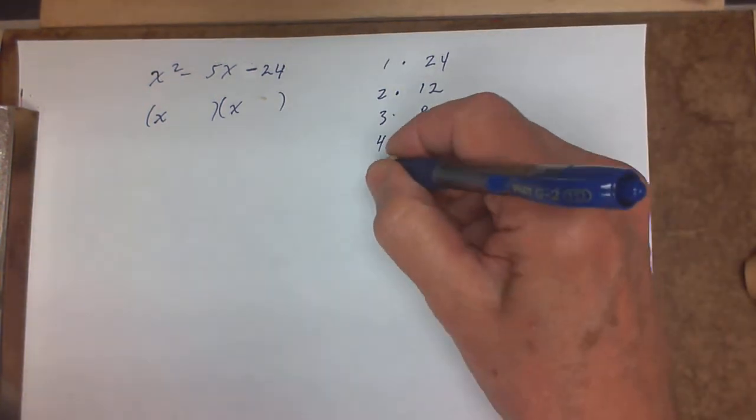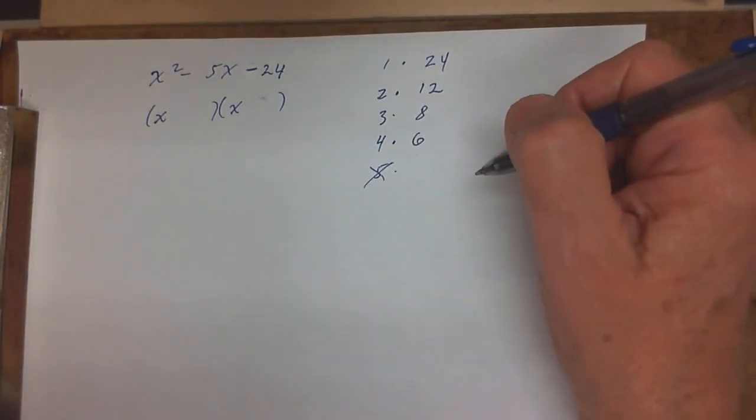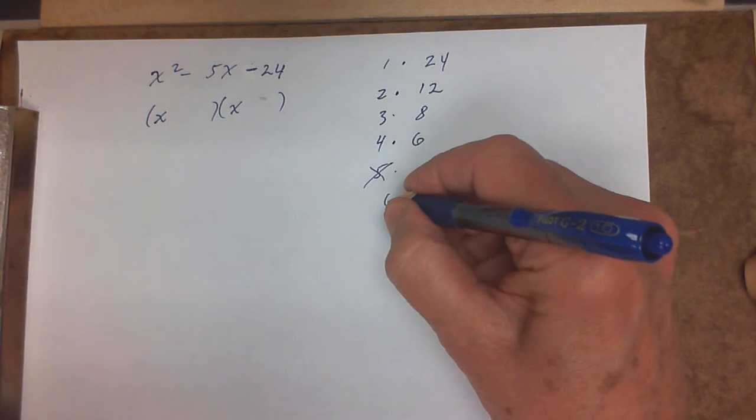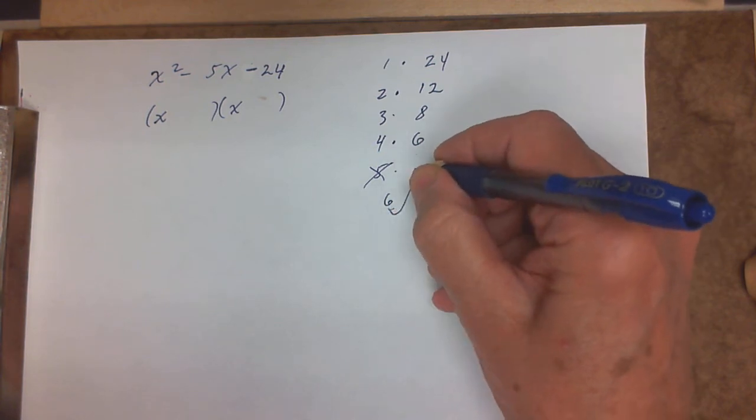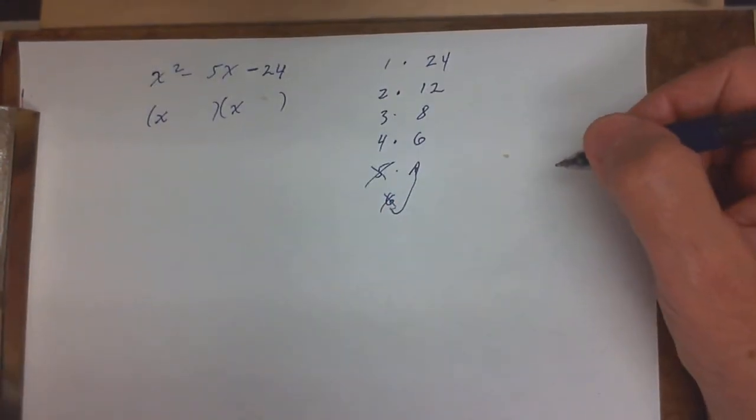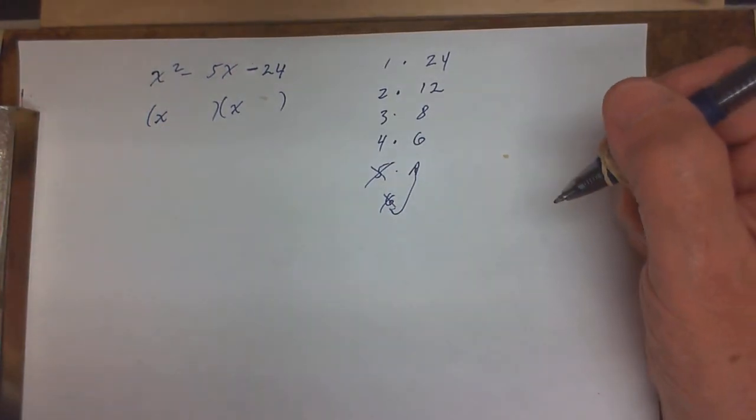5 times, well, 5 doesn't go into 24. And 6, you've already got it in your list up there. It's going to have to be a 6 times 4.